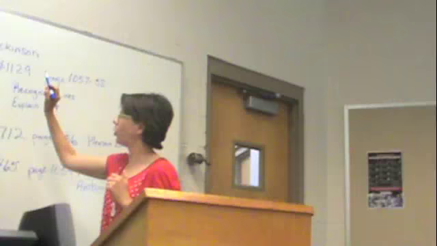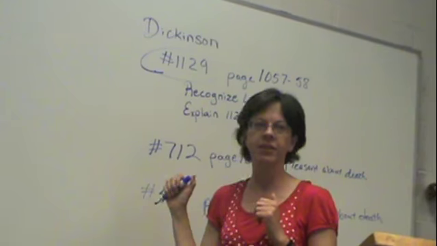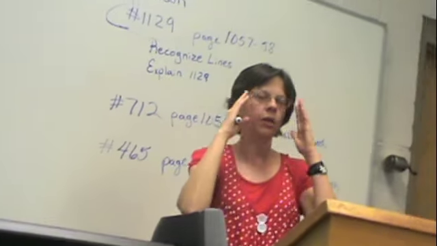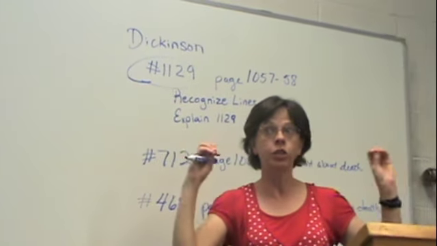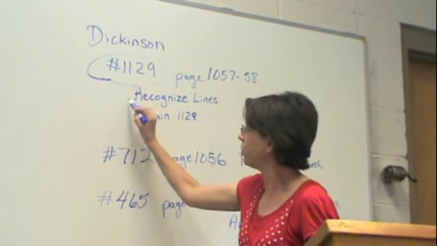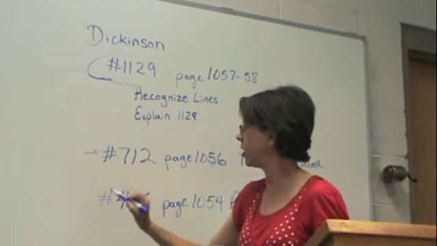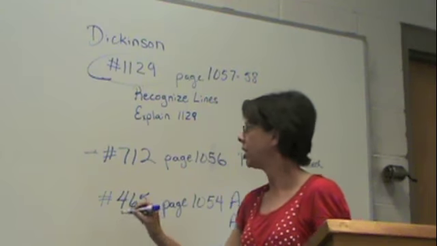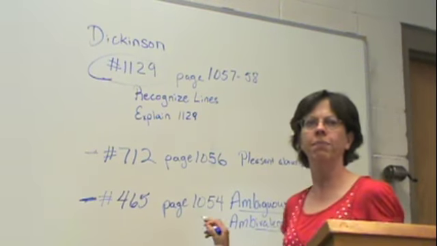Okay. The question will be about 1129 when I'll say something like explain what she's saying about truth, and then I'll say, and you could get those extra points by saying that that's what she's doing in her poetry, such as 712, where death looks nice, and in 465, where it's ambiguous or ambivalent.